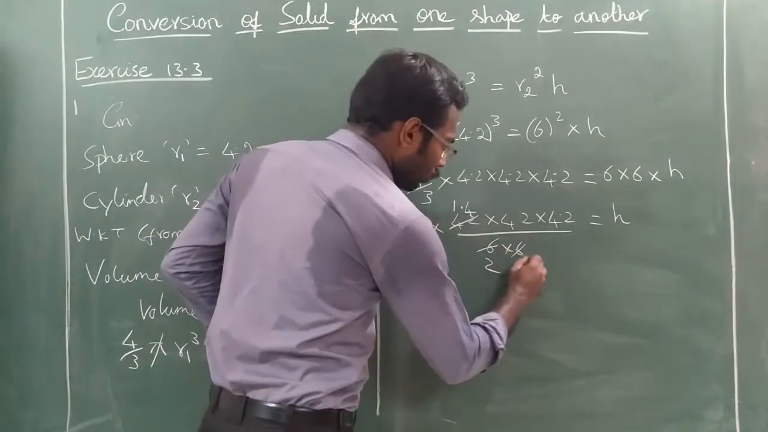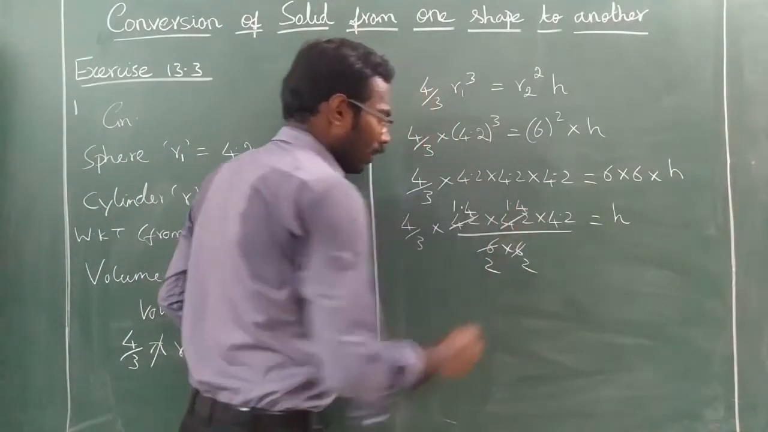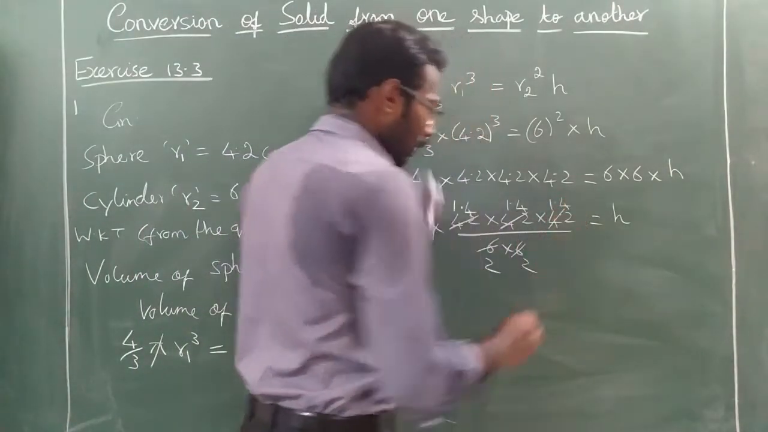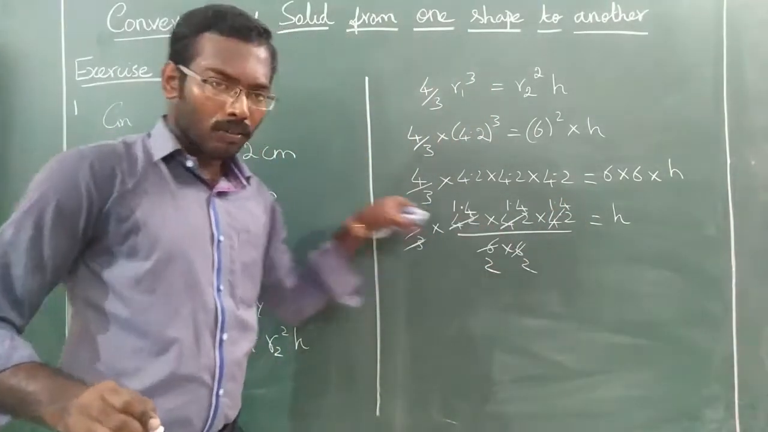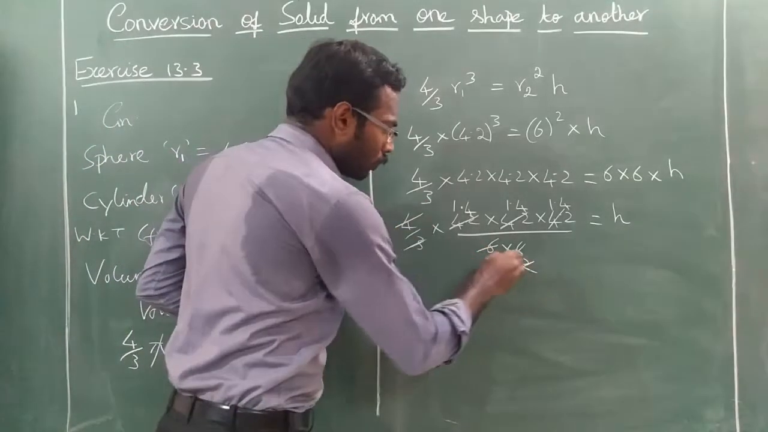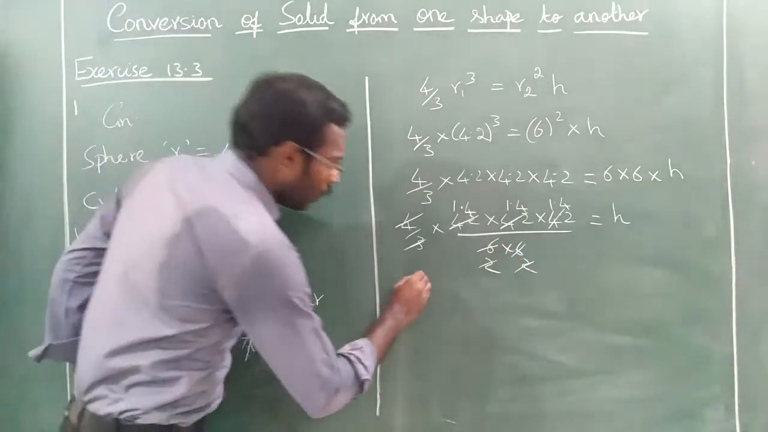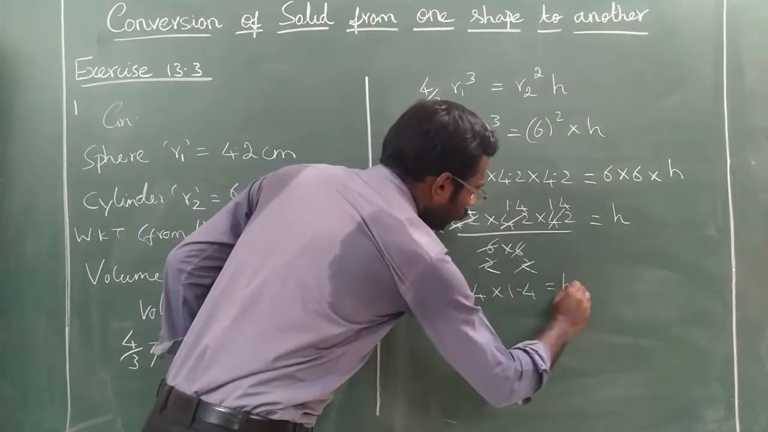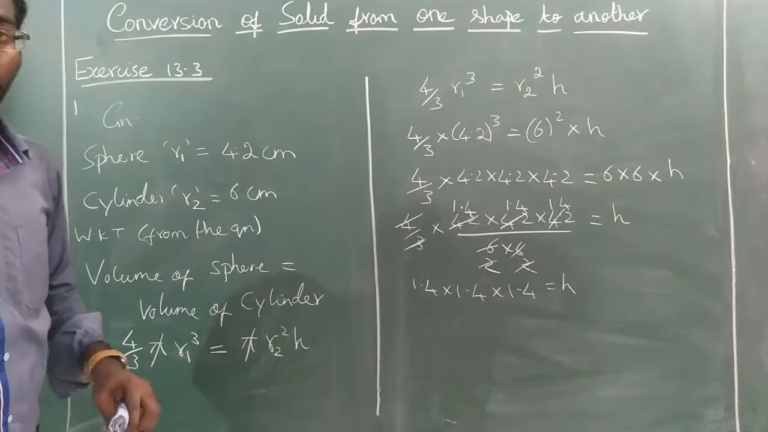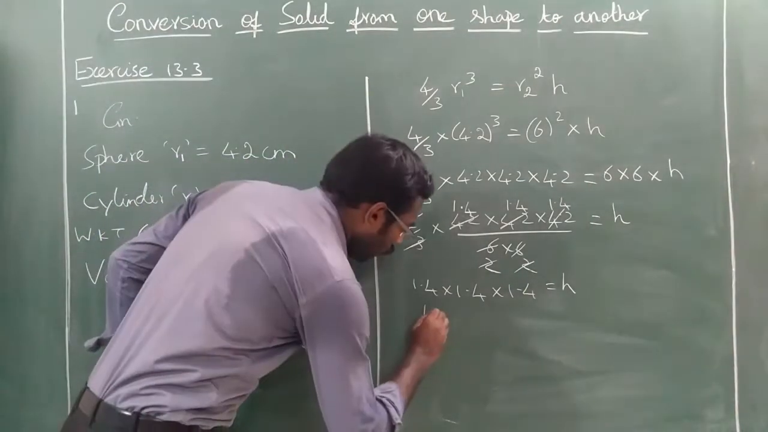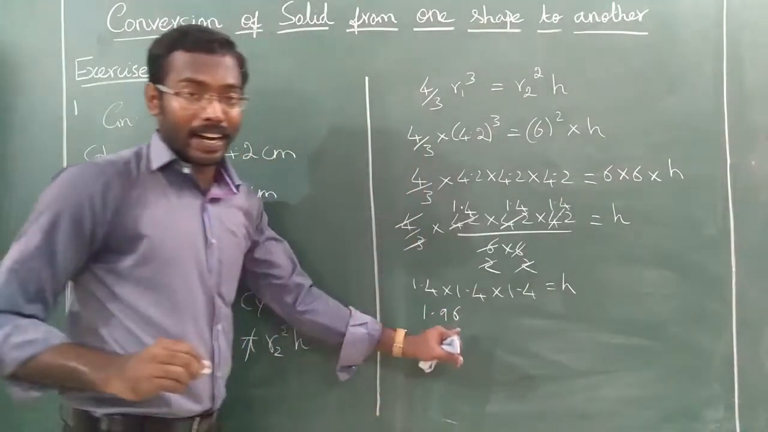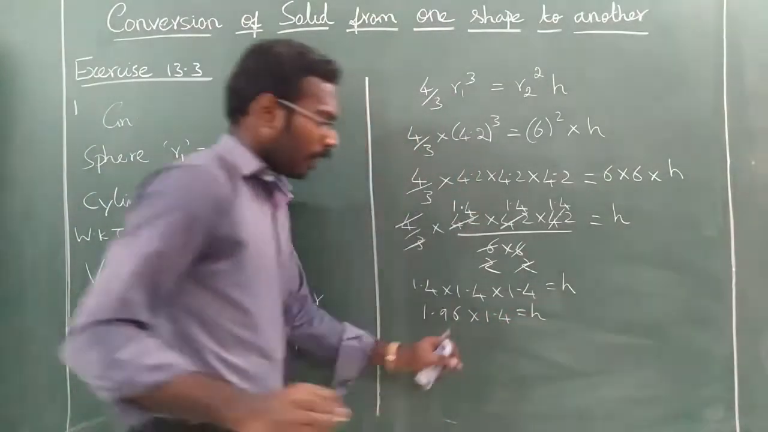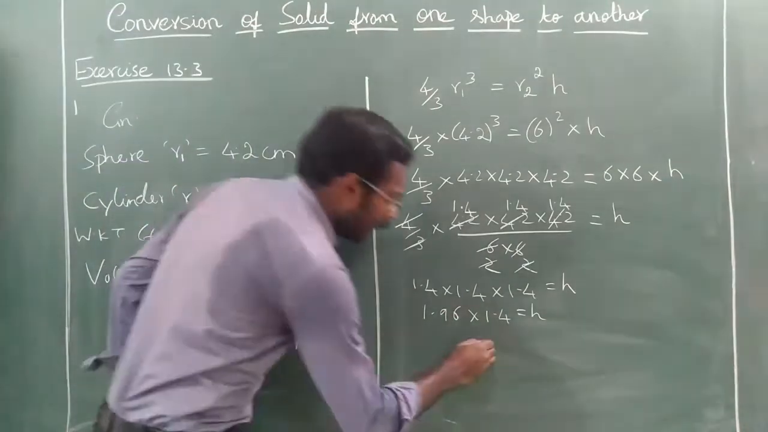Similarly here also 2 3s are 6. Here 1.4. Then here 1 3 is 3. Then 1.4. Then here 2 2s are 4. So this 4 and this 2 you can cut. So finally you have 1.4 into 1.4 into 1.4 equal to h. 1.4 into 1.4, if you multiply you will get 1.96. I am doing it directly. 1.96 into 1.4 equal to h. If you do the multiplication, you will get the answer.